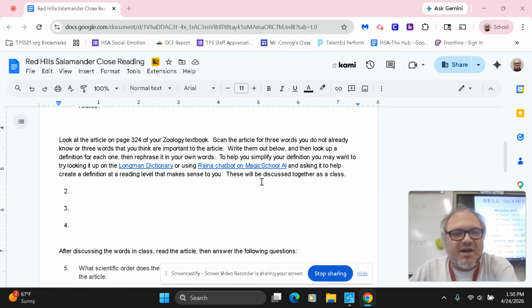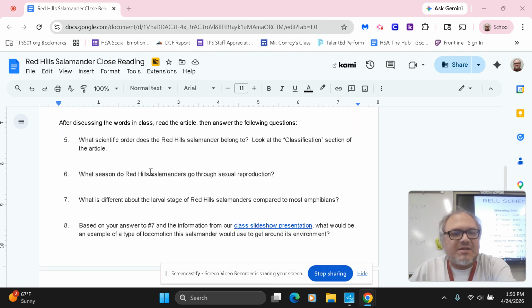You can also use the Raina chatbot on Magic School AI to try and create a definition at a specific reading level that you think everyone would understand. I'm hoping that we will discuss our terms together as a class at some point, but for now, scan the text, get your 3 words together, get your simplified definitions, and then after that, go ahead and start reading the article for the actual content questions that are included here.